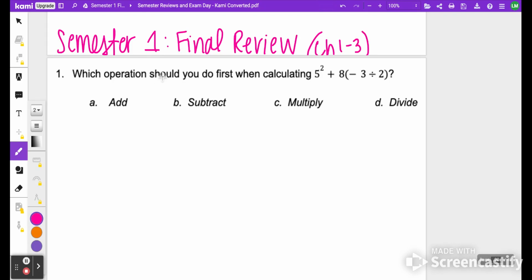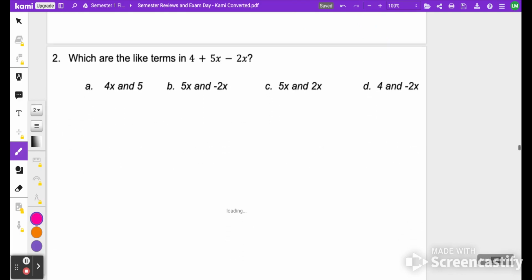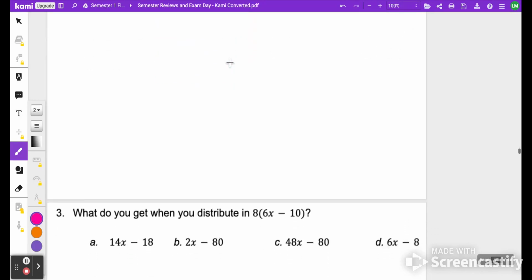Number 1, which operation should you do first when calculating this expression? We want to do our division first because it's within those parentheses, so you should select D, divide. Next, which are the like terms in 4 plus 5x minus 2x? It's going to be option B, 5x and negative 2x. Make sure you pay attention to that negative in front of the 2.